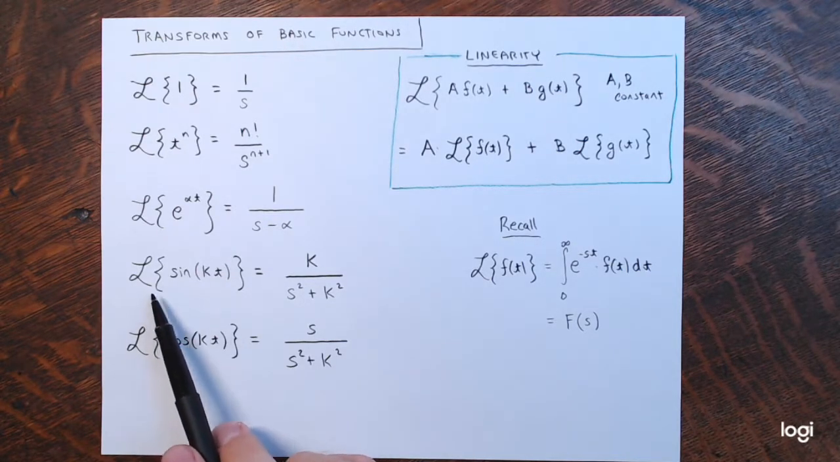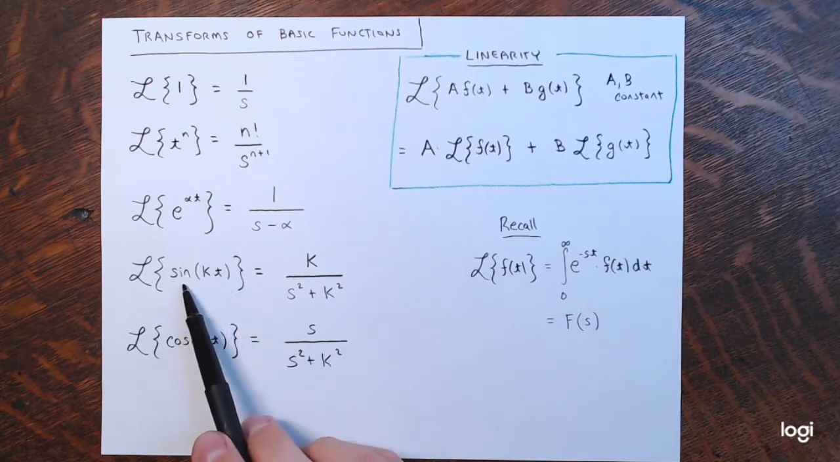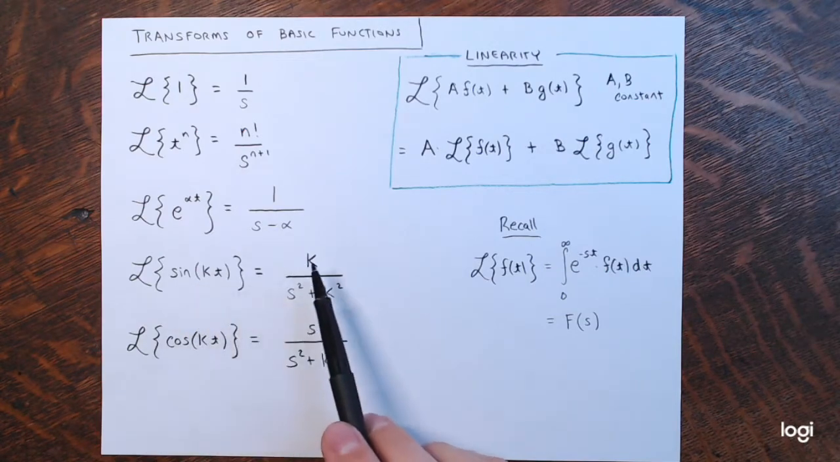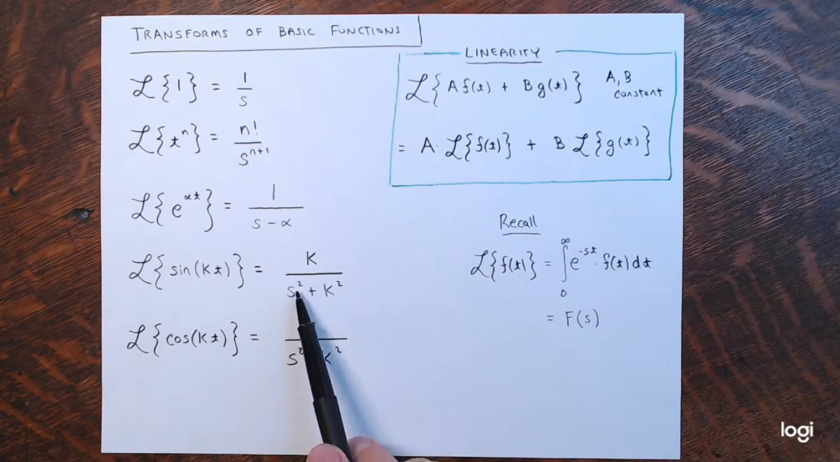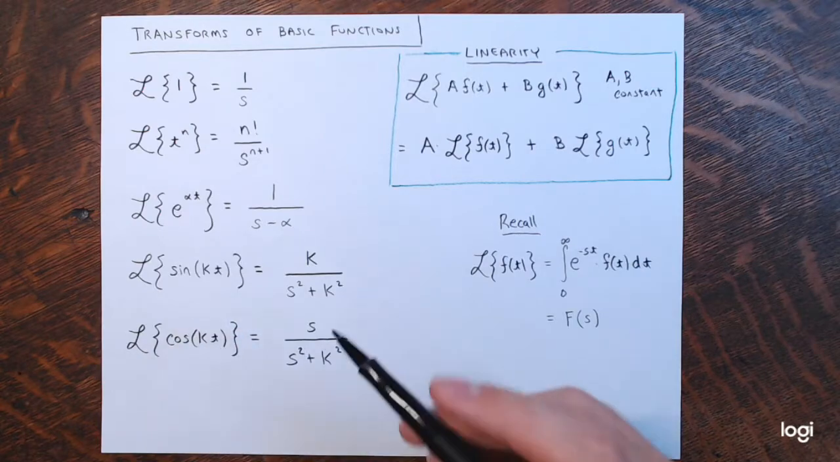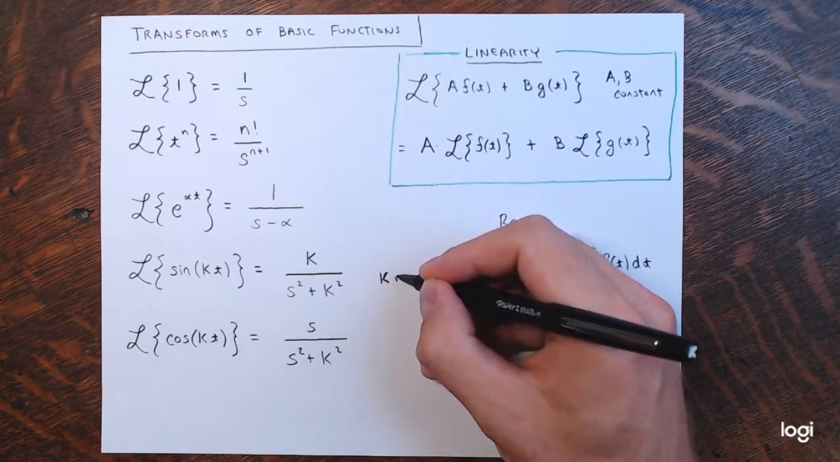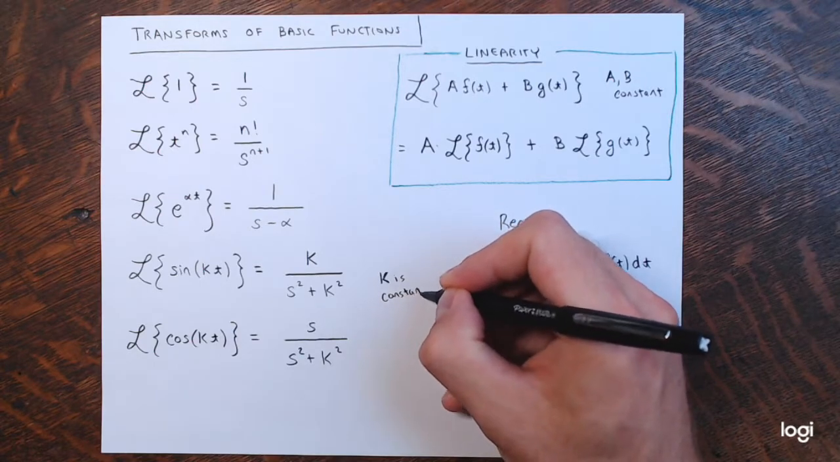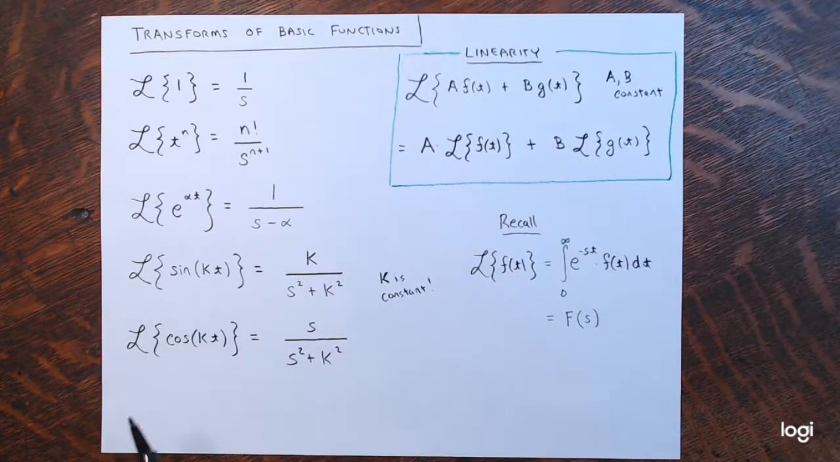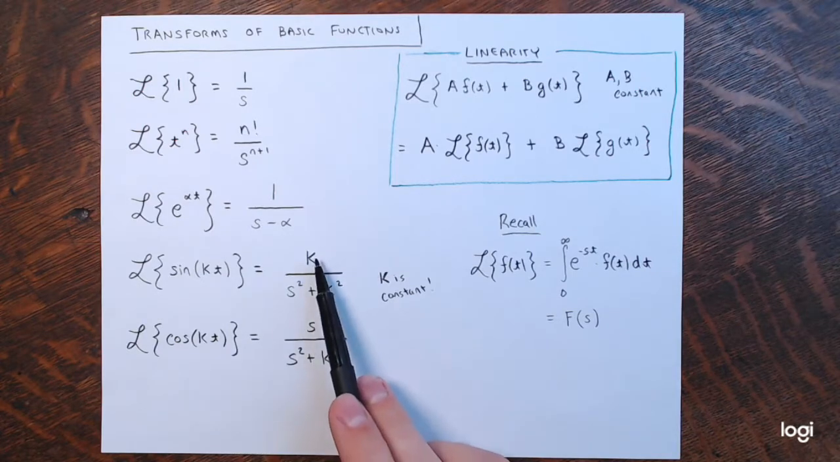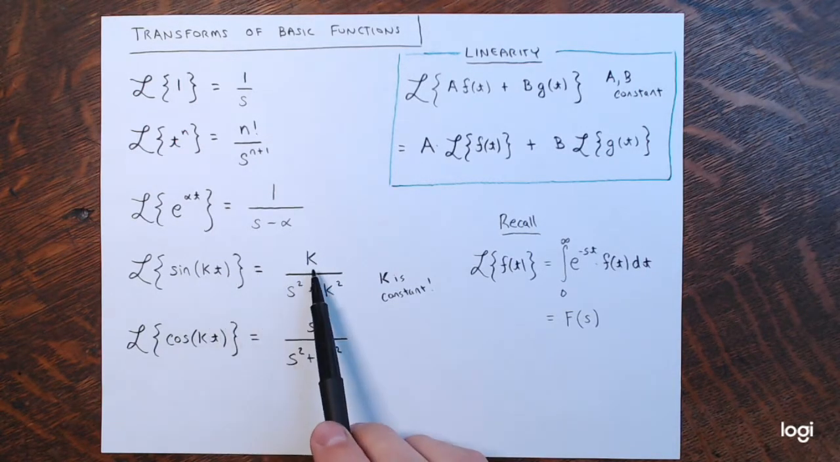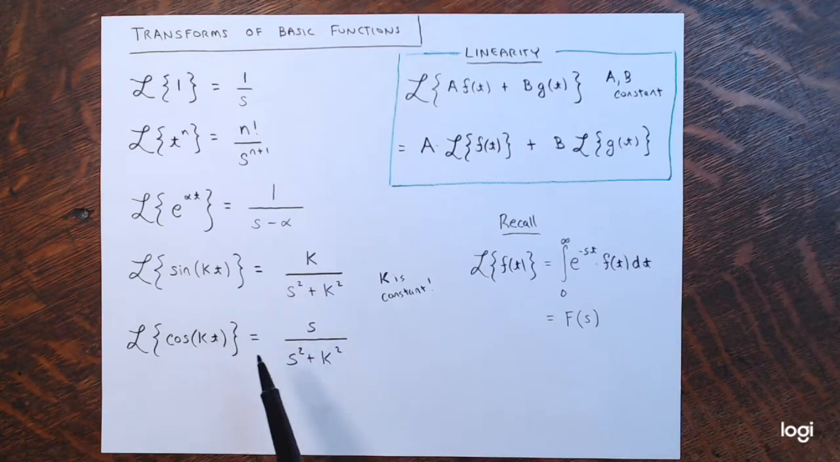The Laplace transform of the sine of a multiple of t, say the sine of kt, ends up being k divided by s squared plus k squared, where k is a constant, some number. And then something very similar for cosine. The Laplace transform of the cosine of kt is s over s squared plus k squared. So they've got the same denominators, but that constant multiple is in the numerator of the Laplace transform for sine, and s itself is in the numerator for the Laplace transform of cosine.